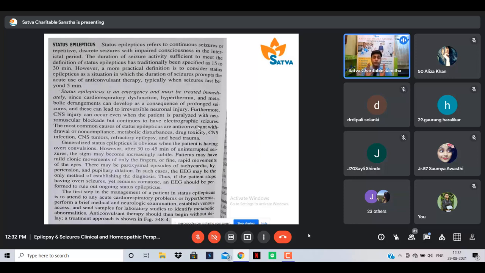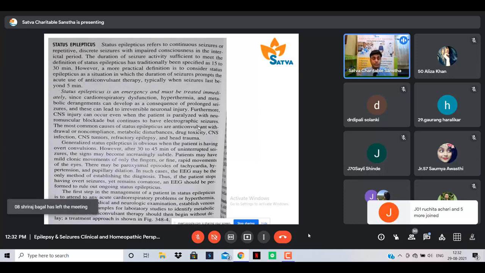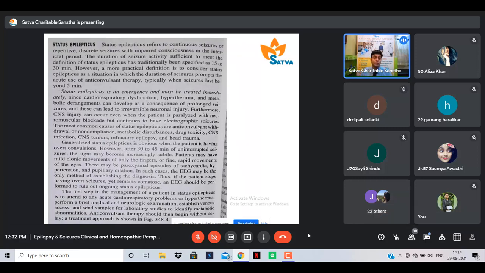So imagine for 15 to 30 minutes a person is having convulsions, and the person has been on treatment and is not responding to the treatment, and the convulsions continue. It is a form of emergency, because there can be a cardiorespiratory arrest or cardiorespiratory dysfunction. Because of the tremendous muscular activity, the core temperature of the body may rise. There will be hyperthermia, which can lead to a lot of problems, cerebral edema and various other problems. There can be metabolic derangements which can develop because of the convulsions.